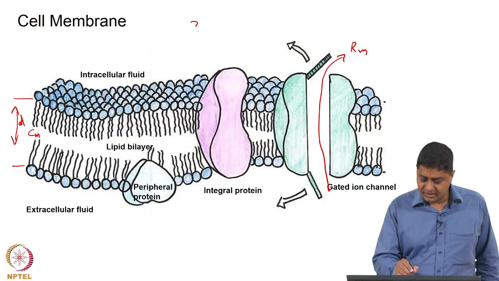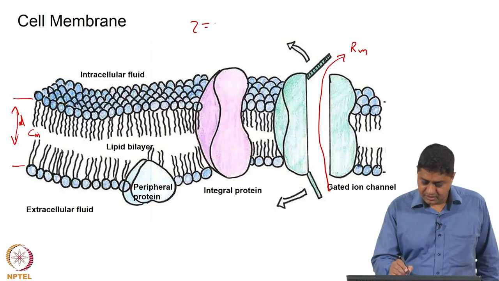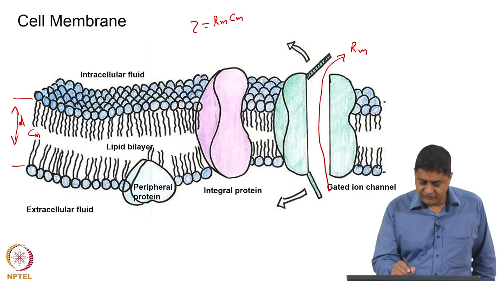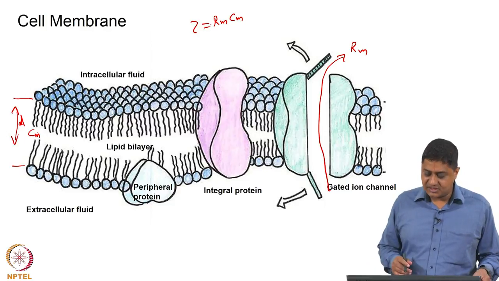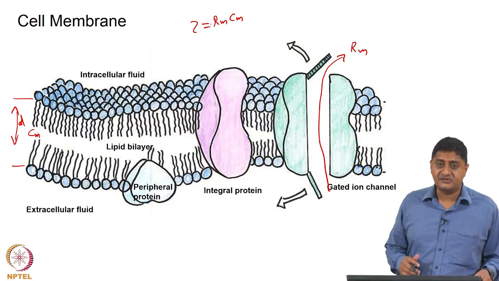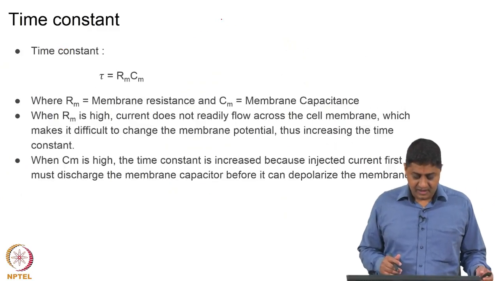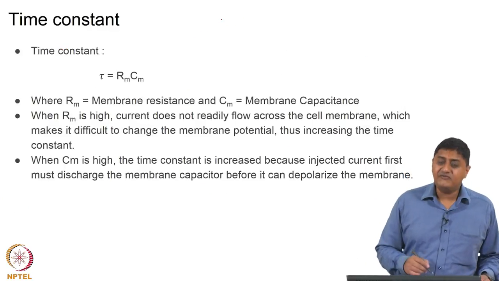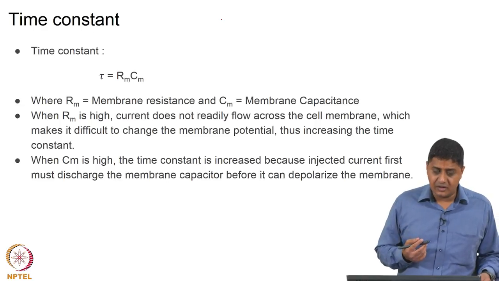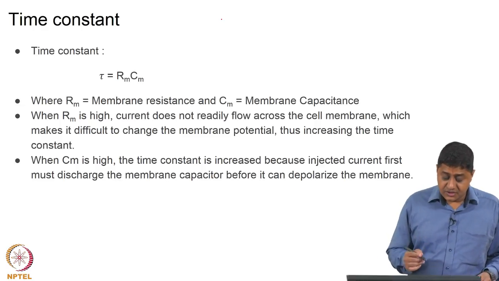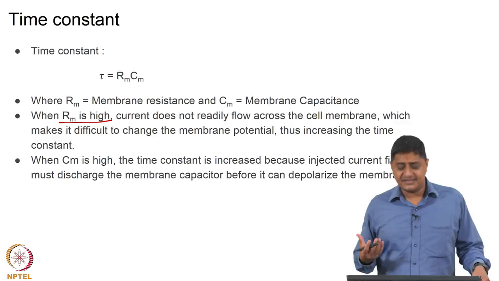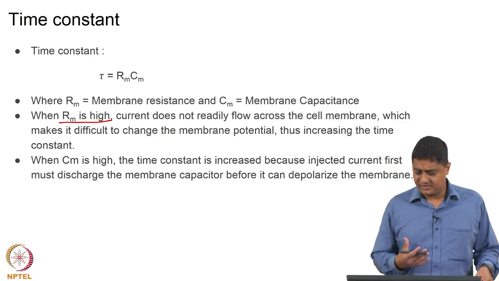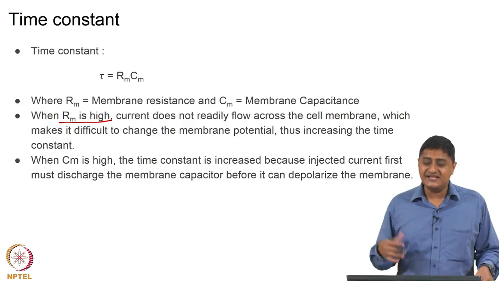So, it turns out that the time constant is Rm Cm, similar to what we would find in basic electrical engineering, right. The time constant is RC. Here we find that the time constant is basically the product of the membrane resistance and the membrane capacitance. Okay. So, what will take the time constant to a high or low value is something of interest for us, right. So, when the membrane resistance is high, then basically current does not readily flow through the membrane, right, which makes it difficult to change the membrane potential.